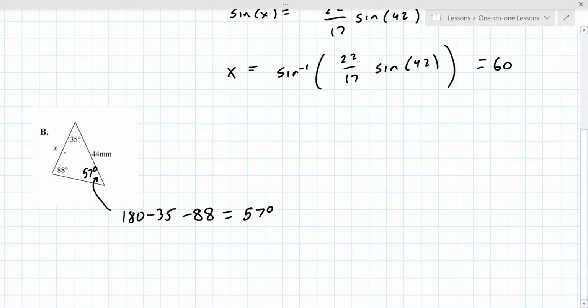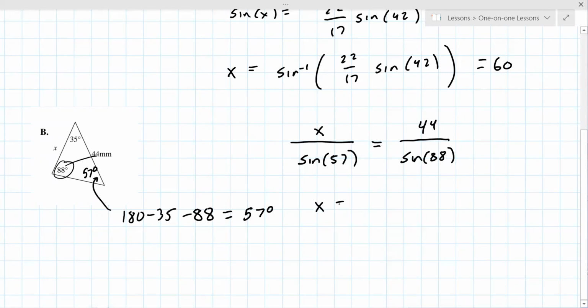So we're trying to find x over sine 57. Notice in the previous problem we put the sine up top and the side on the bottom. You can do it either way. I always put the unknown in the top left, and then we need another angle-side pair. So we've got that the side is 44 over the sine of 88 here. So x equals, we've got to clear this sine 57, so we multiply both sides by sine 57: 44 sine 57 over sine 88.